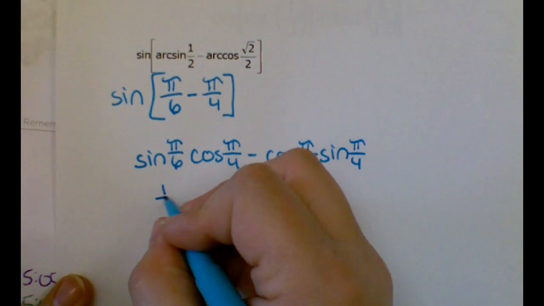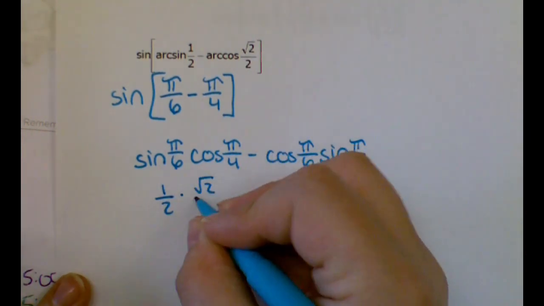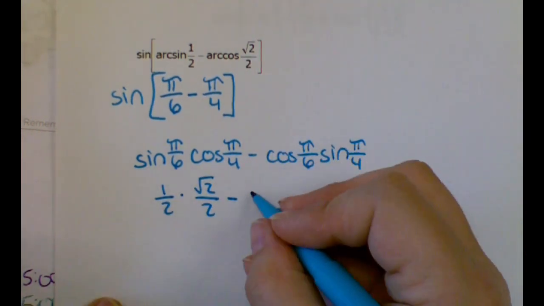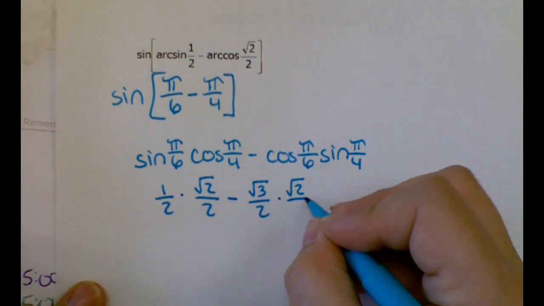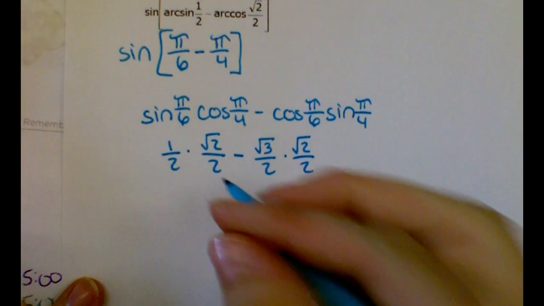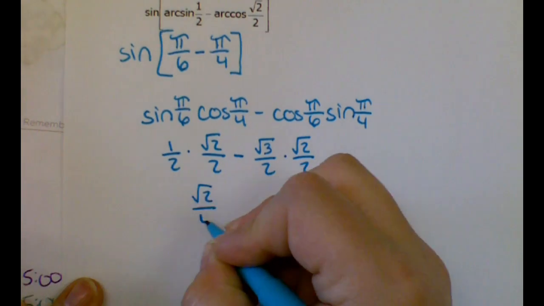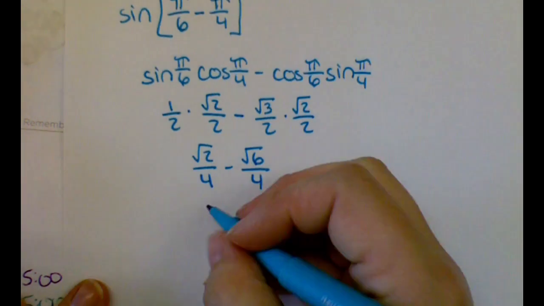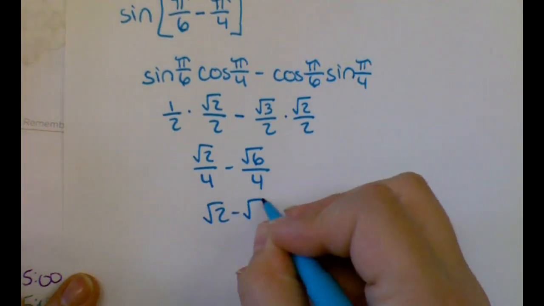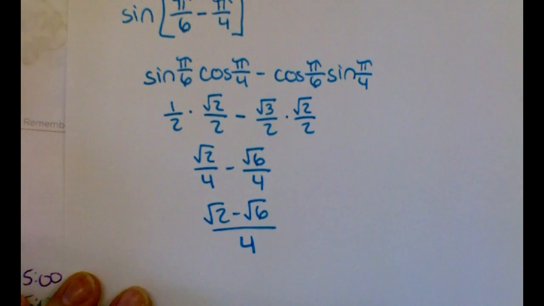Sine of pi over 6 is a half. Cosine of pi over 4 is square root 2 over 2. Cosine of pi over 6 is square root 3 over 2. Sine of pi over 4 is square root 2 over 2. Multiply, I get square root 2 over 4 minus square root 6 over 4. Combine into one fraction, square root of 2 minus square root of 6 all over 4. That takes us back to the beginning.